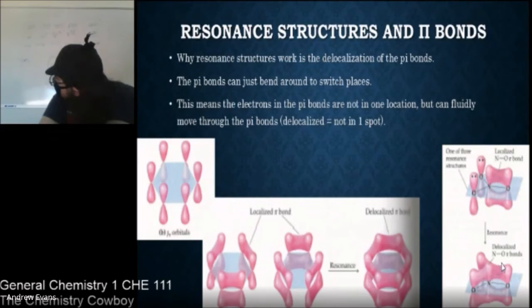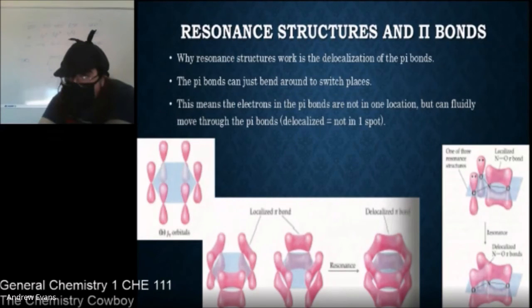Some combination of all three, such that we don't see any one of those three structures. This is only showing one of them, but we don't see just one of those three structures. We see all of them put together. What is the average of all three structures?